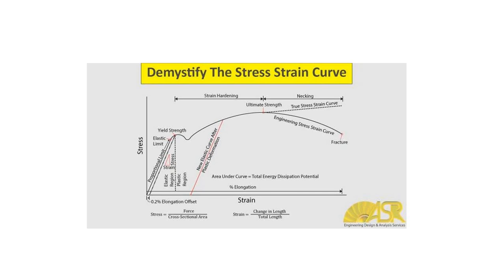This is the diagram for the stress and strain curve, in which the elastic limit is there, the yield strength is there, and after that the plastic region is there, and at the end of plastic deformation where fracture is there, that strength is called the ultimate strength.